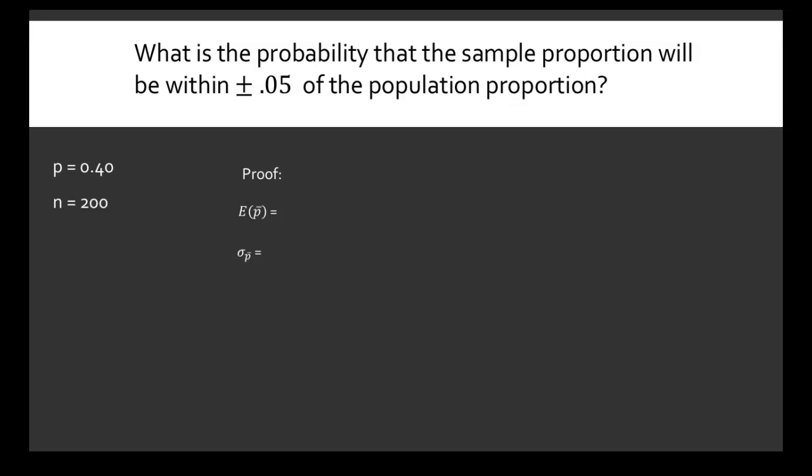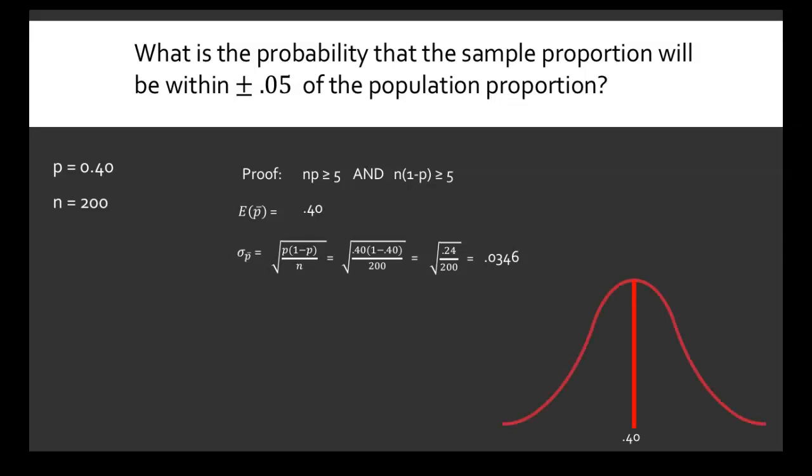So our proof is exactly the same, right? n and p did not change, so our proof still works. Our expected value is exactly the same, and our standard error, once again, because n and p did not change, works out to being the same exact standard error. So our sampling distribution is the same as it was in part A. What changes now is our next step.